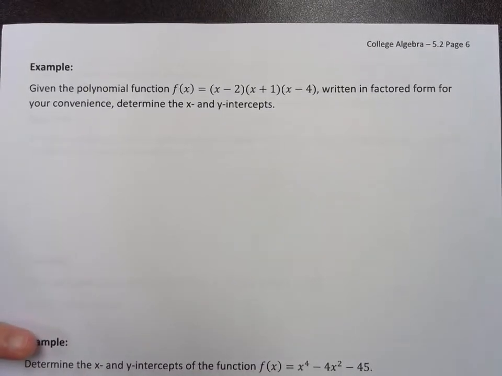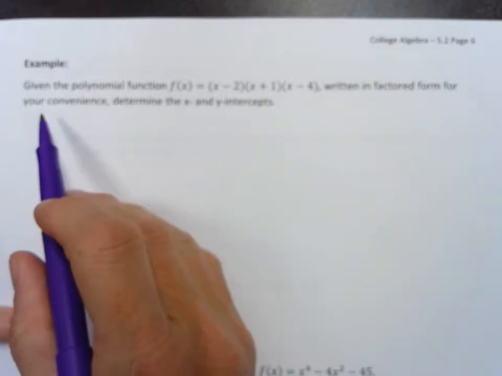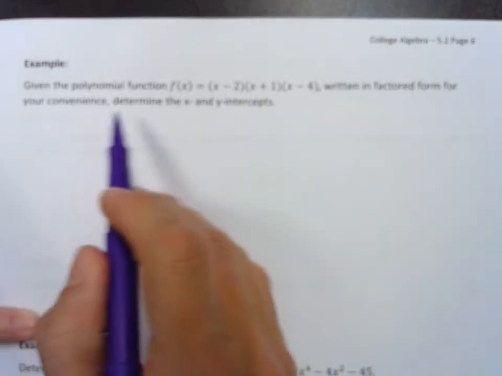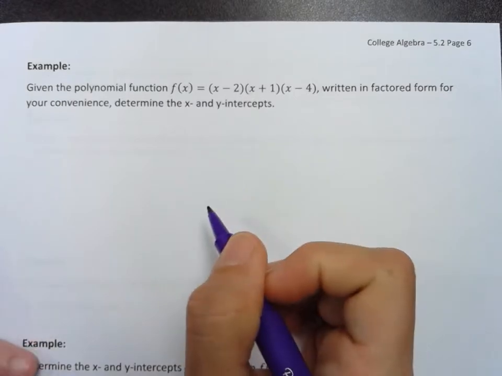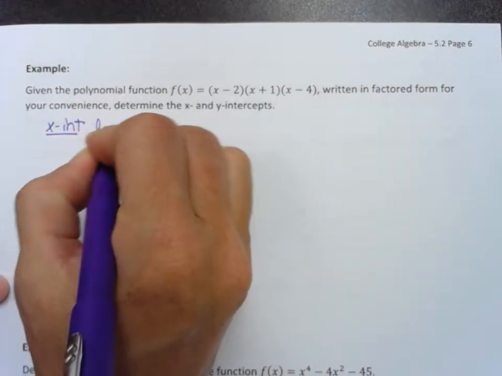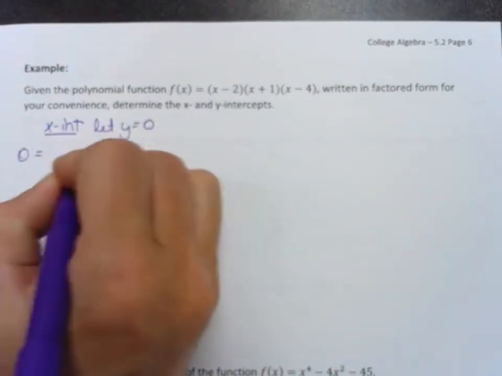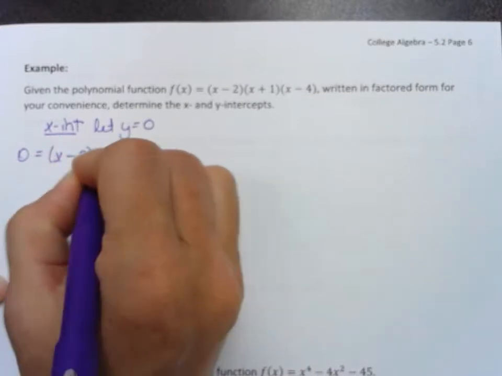Given the polynomial function f, it's written in factored form for our convenience. Isn't that nice? Determine the x and y intercepts. Okay, remember to find an x-intercept, you always let y equal 0. So you have 0 equals all this stuff.